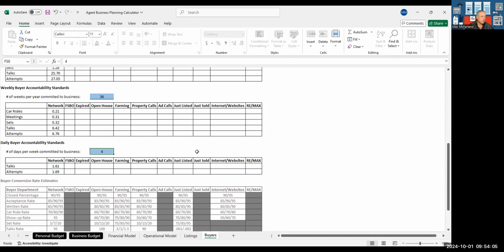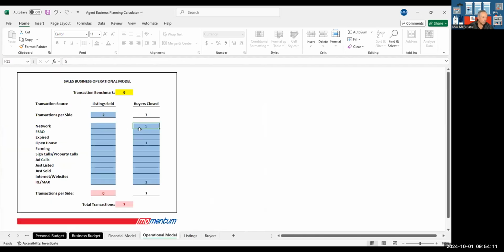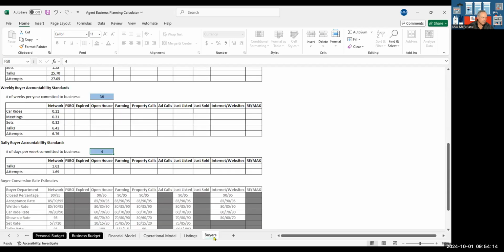So what this is saying, for you to get where you need to be, which was, again, looking at the operational model, you wanted 5 closings from buyers, from networking, 5 network closes from buyers. So based on that, all you need to do is attempt to talk to 2 people a week at networking. 2 a week. That's it. That's one event a week. Okay. That makes it super easy. Yes.